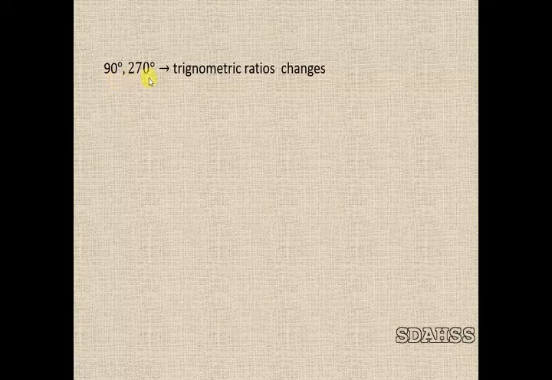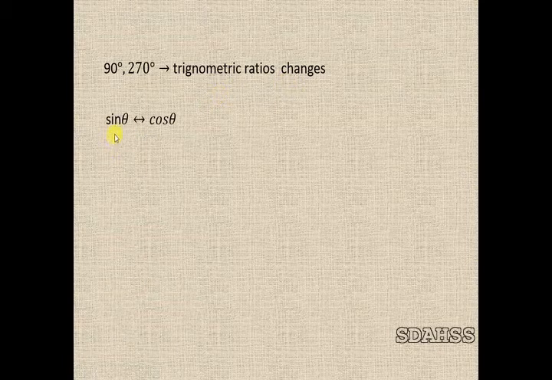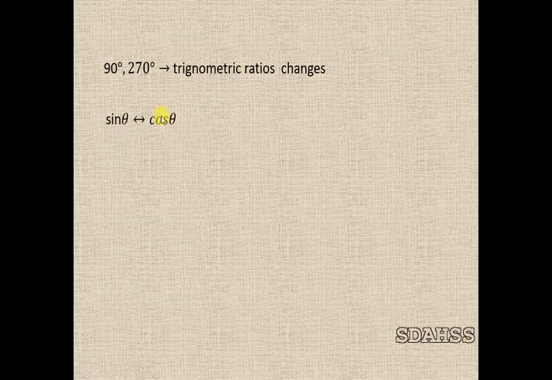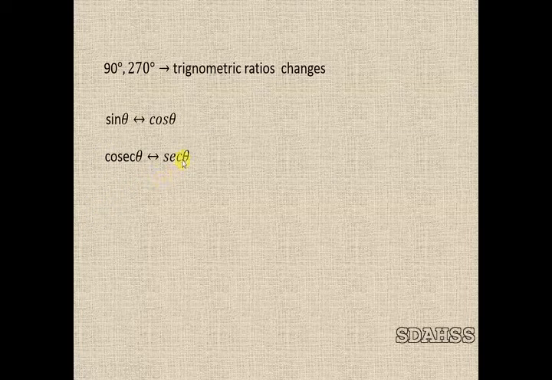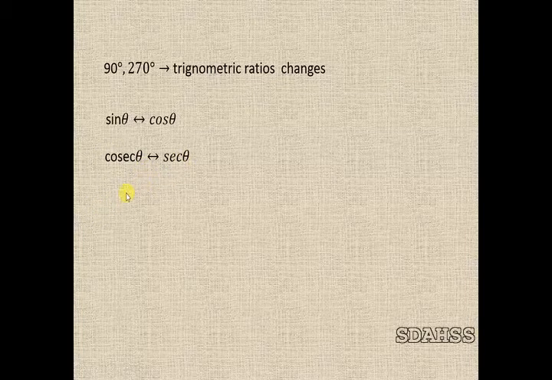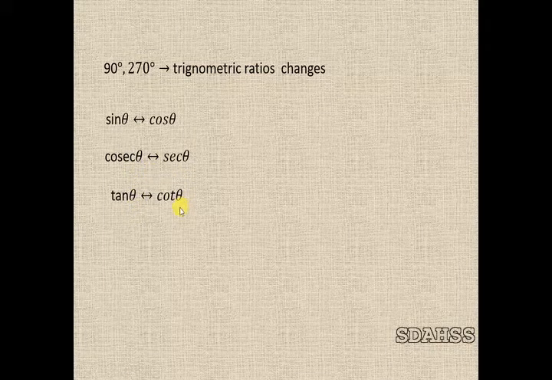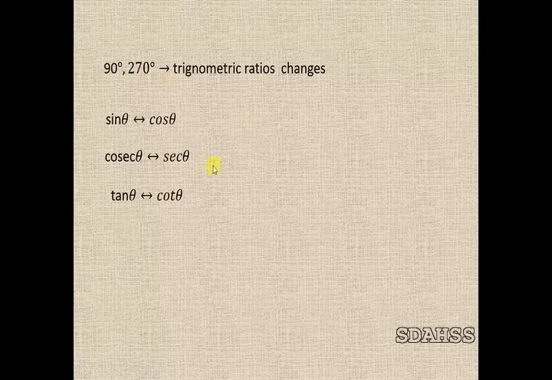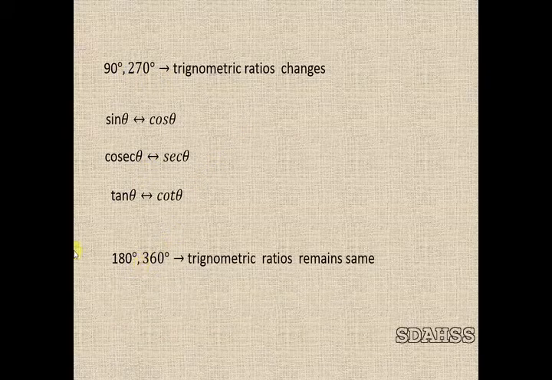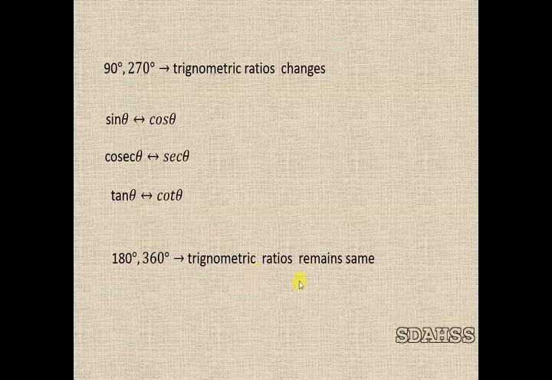Then at 90 degree and 270 degree, the trigonometric ratios change. For example, sin theta becomes cos theta, cos theta becomes sin theta. Cosecant theta becomes secant theta and secant theta becomes cosecant theta. Tan theta becomes cot theta and cot theta becomes tan theta. At 90 and 270 degree, trigonometric ratios change. But at 180 and 360 degree, trigonometric ratios remain the same.